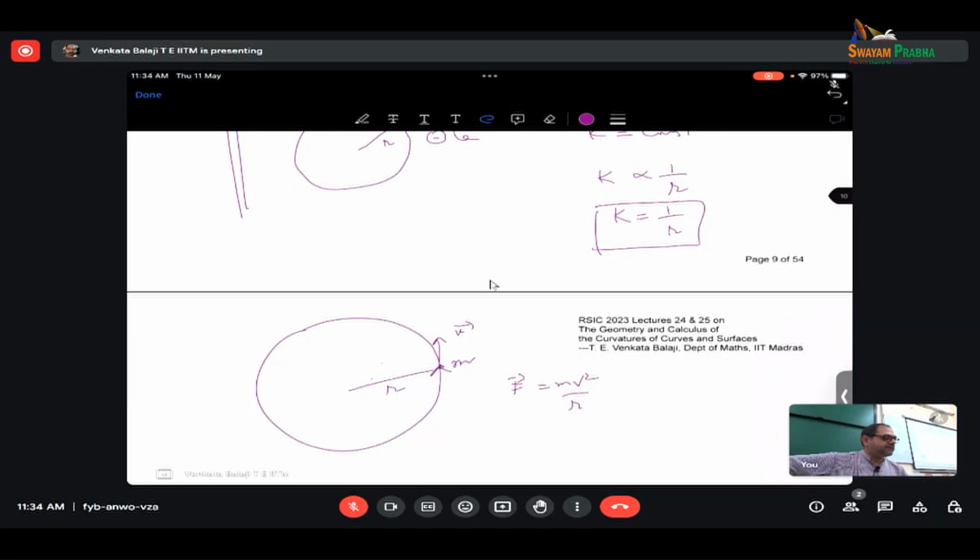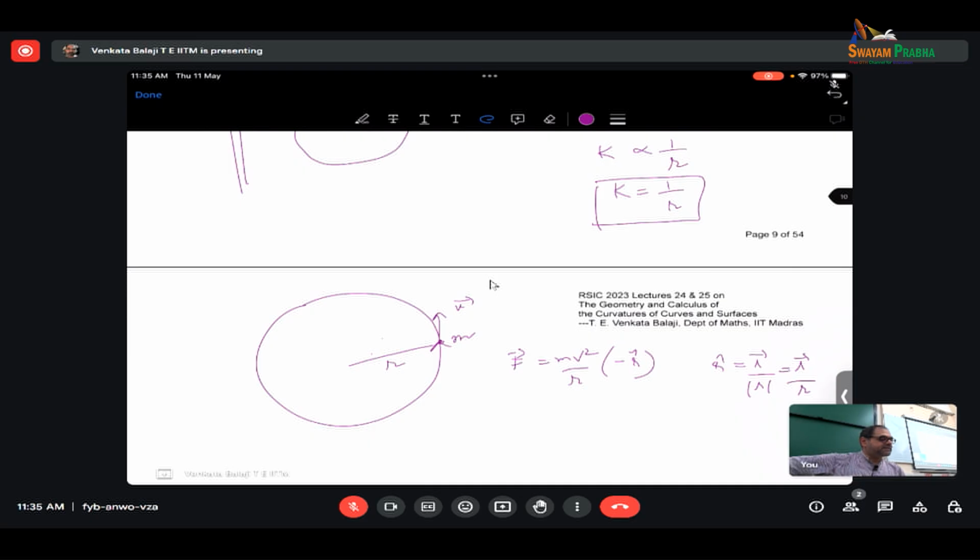Of course, the centripetal force is directed towards the center of the circle. So it is in the minus r cap direction, where r cap is r vector by mod r, which is just r vector by r. So the centripetal force is acting towards the center of the circle. This is the centripetal acceleration, and if you forget the mass, then it's basically v squared by r. This is the case of uniform circular motion of a particle.